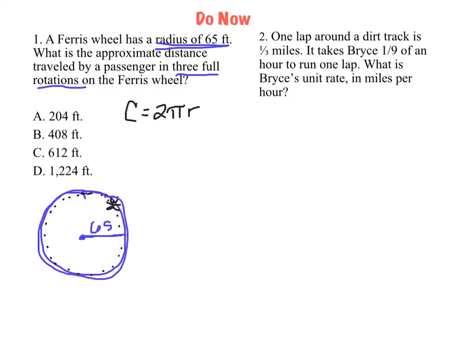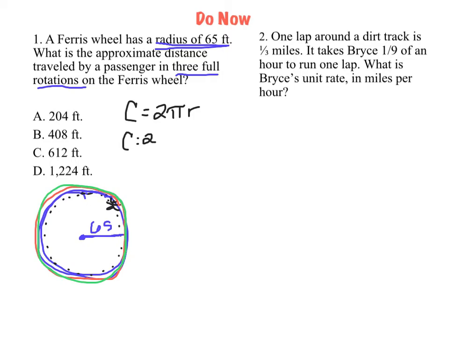And then it's asking for the distance for 3 full rotations, which means this person travels once, then he travels twice, then he travels a third time. So I'm going to first need to find the circumference.